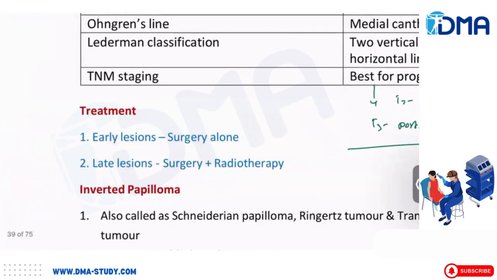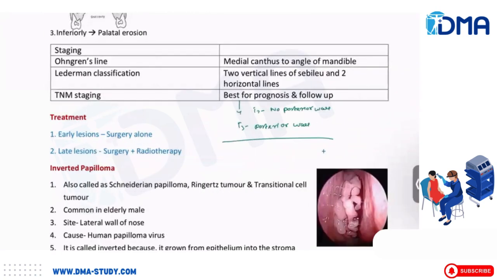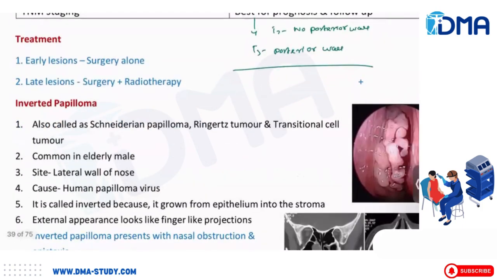Okay. Treatment. Early lesions, you could do surgery alone. Late lesions, surgery plus radiotherapy. Okay. So carcinoma maxilla, they may ask this question by giving the stage or asking for the treatment for this particular clinical scenario. Clear?